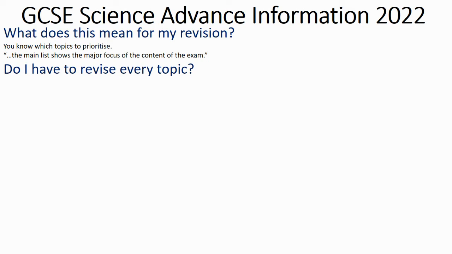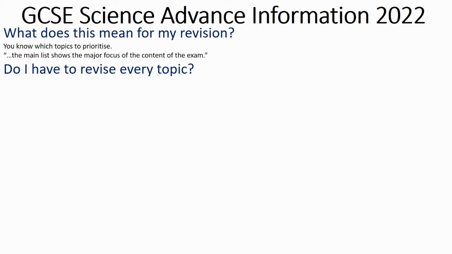So it's very possible that a topic isn't mentioned on the advanced information anywhere, and yet it's worth 3 or 4 marks across one or both papers. And 3 or 4 marks is actually quite a lot of marks. That could easily take you up to the next grade boundary. So it really is important that you do, over the course of the next couple of months, revise all of the topics.